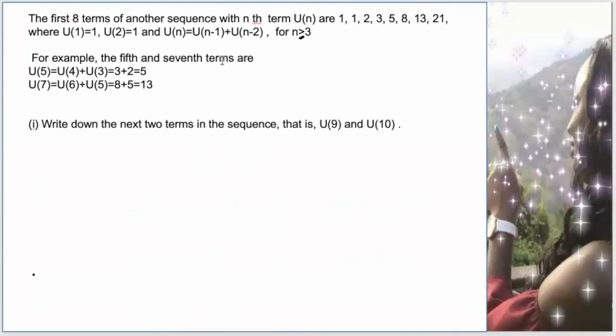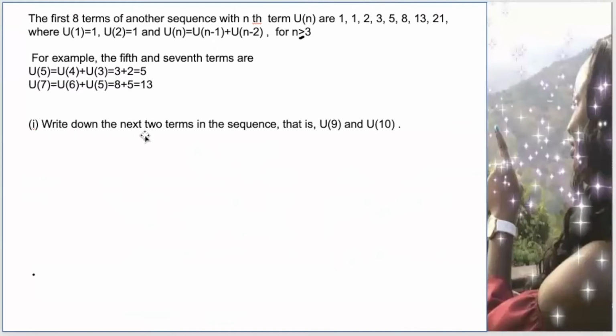The seventh term now, I'll enter 7 here, so that's why I have u7. Then 7 minus 1, that's 6. 7 minus 2, that's 5. Let's look for u6. 1, 2, 3, 4, 5, 6. So that's why there's an 8 here, and u5, 1, 2, 3, 4, 5. So that's why there's a 5 here, and 8 plus 5 is 13.